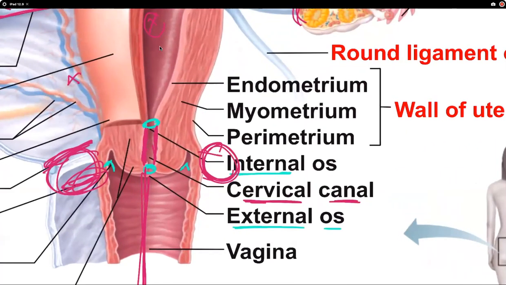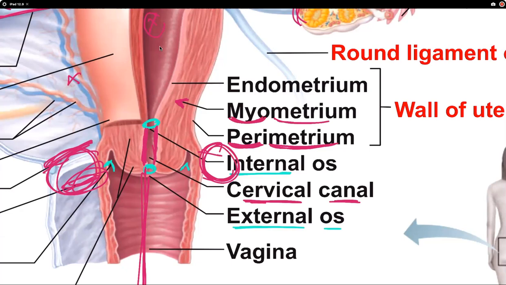From outside, I have this membrane that covers the uterus. We call this the perimetrium. Peri means around, and metrio means uterus. So the membrane around the uterus is my perimetrium. Then I have a thick layer of muscles, smooth muscles. This is gonna be my myometrium. Myo means muscle, metrio, uterus. So the myometrium is the muscle layer of the uterus.